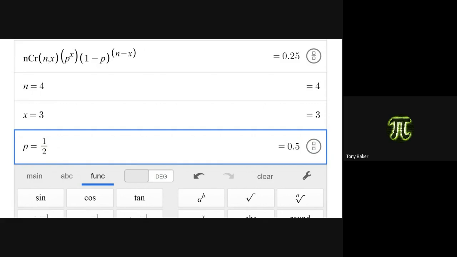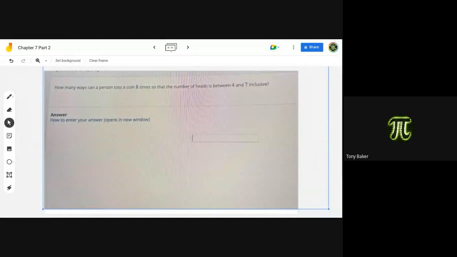All right. So here was the problem that I got sent the other day. All right. So how many ways can a person toss a coin 8 times so the number of heads is between 4 and 7? Oh, I didn't switch over. There you go. All right. So same process. I literally just copy and pasted.